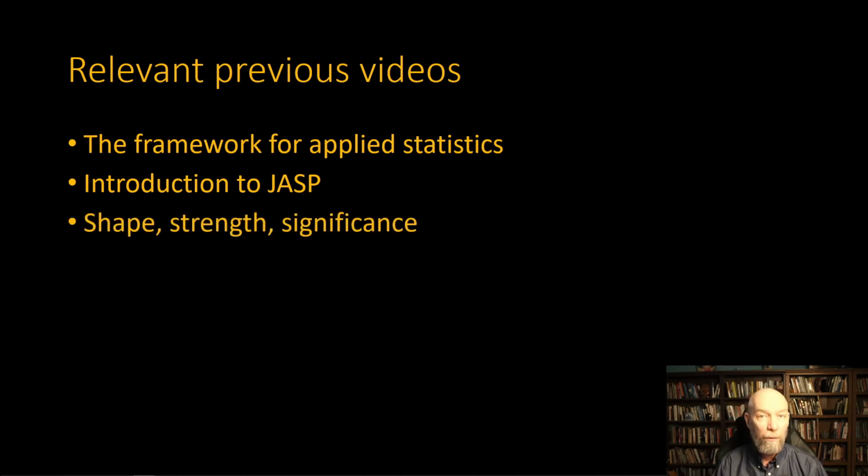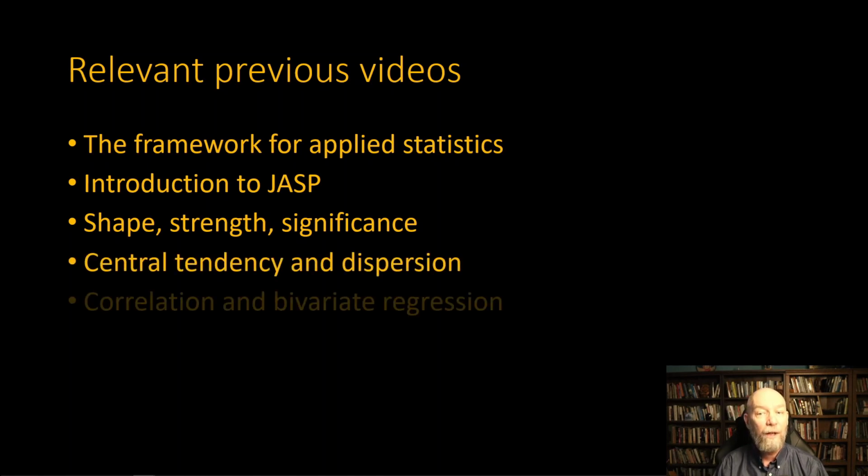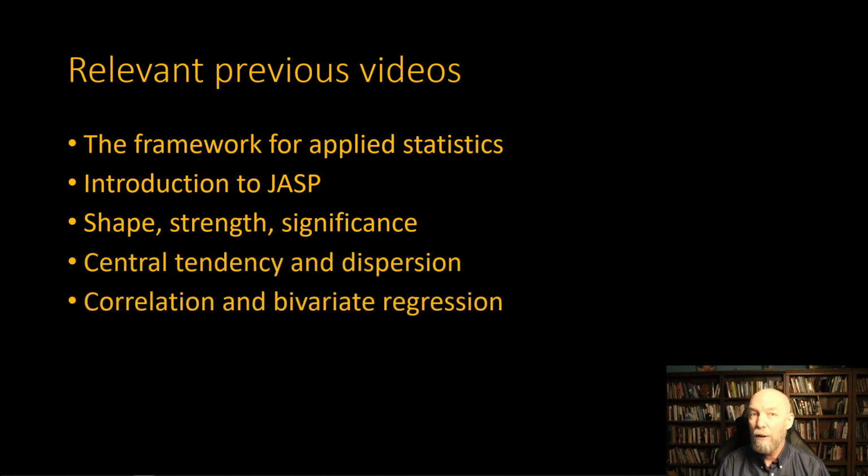There's a video on shape, strength, and significance, which will help you understand how I tend to make sense of statistical results so that you can answer questions. There's a video on central tendency and dispersion. There's a particularly important video for this one on correlation and bivariate regression that lays the groundwork. And in fact, we will refer back to the material in that video to be able to use the material in this video. And then there's a video on specification, which is a way of trying to make sense of how statistical controls affect our ability to answer questions.